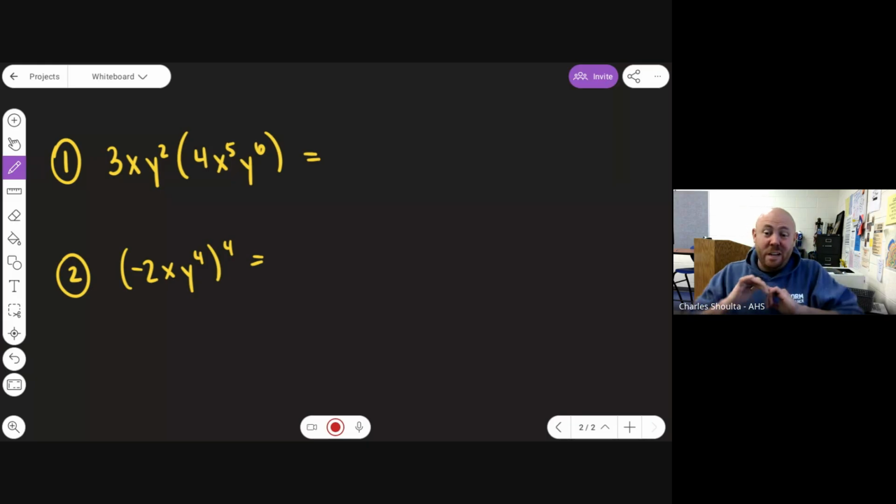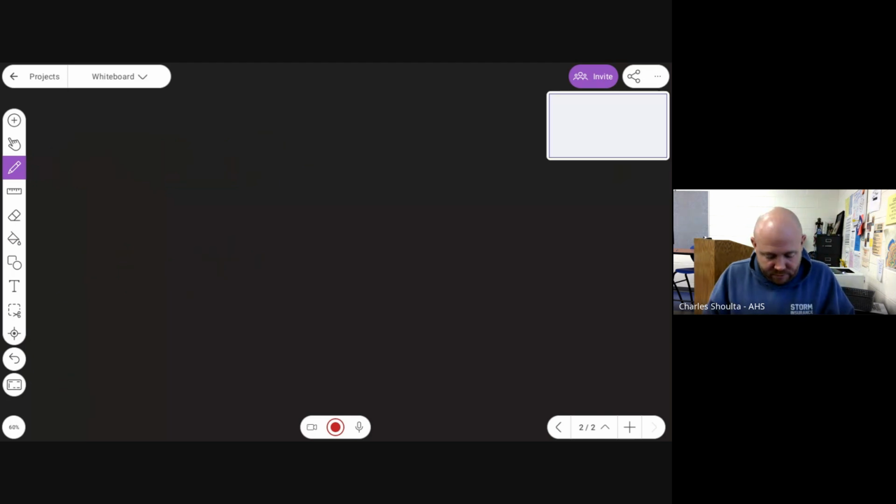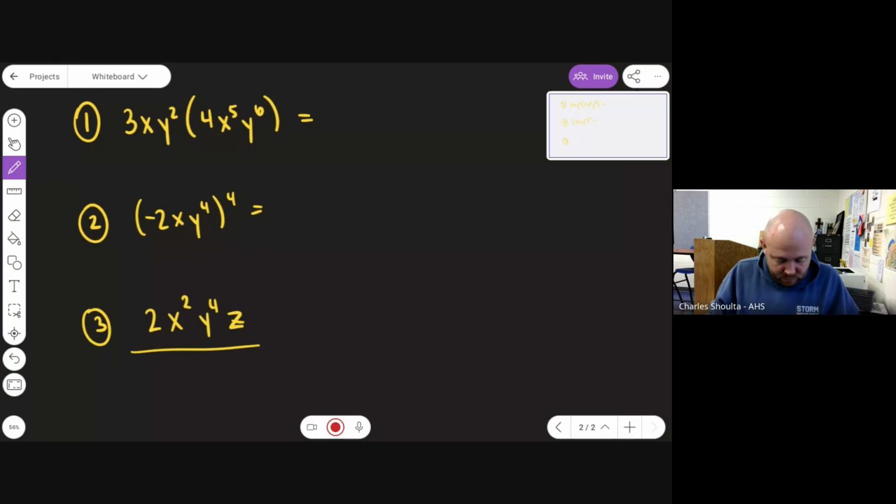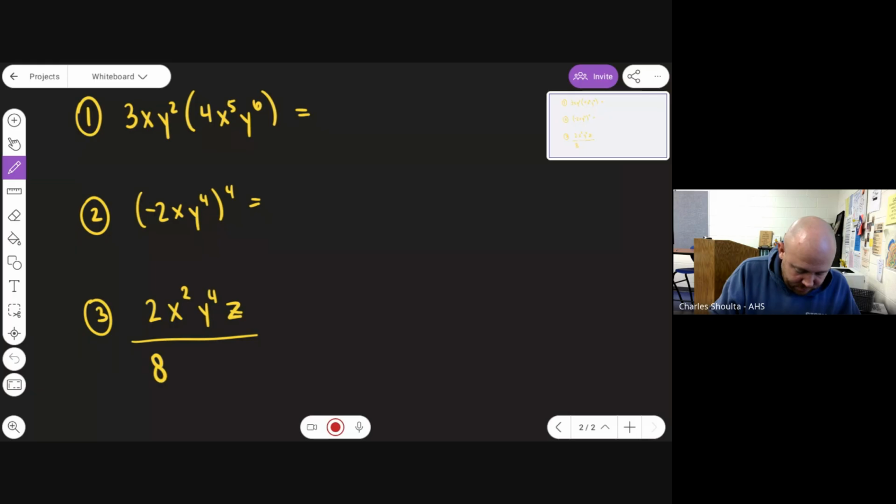I would like to start chapter 5 today, but we're not supposed to start new stuff on our NTI days. And the last problem I'm going to have you do is one from the other day. You're probably going to need a calculator on this one potentially. We will go 2x squared y to the 4th z, let's just throw a random z in here, divided by 8x squared y to the 5th. There are our problems right there.